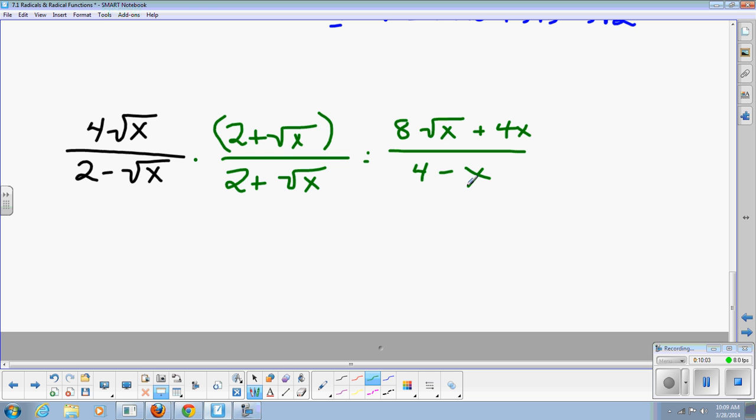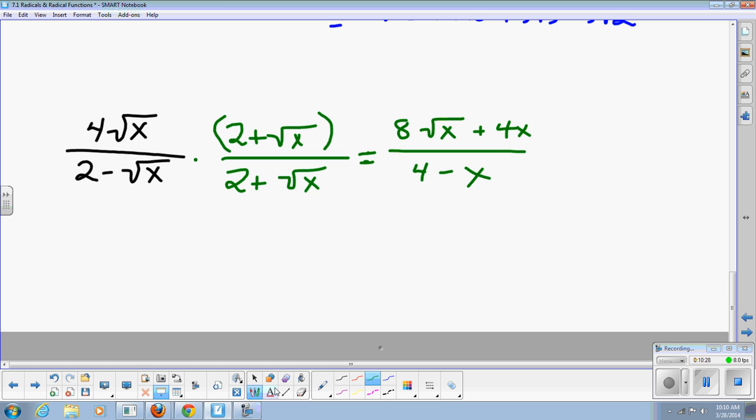And at that point, I can be done. That's it. There's nothing else to do. Sometimes an answer key might actually look at the numerator and pull out that factor of 4 and write it out that way. But written this way, it's also correct. And you can stop here. That I'd have 8 times the square root of x plus 4x all over 4 minus x. Now I have a rationalized denominator, and that's what we were asked to do in this lesson. So we don't need to go any further.